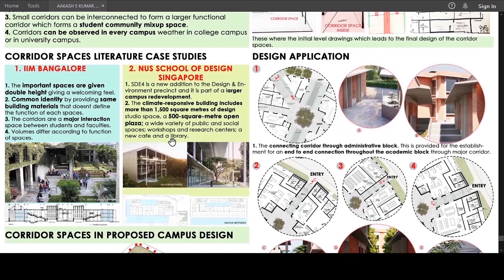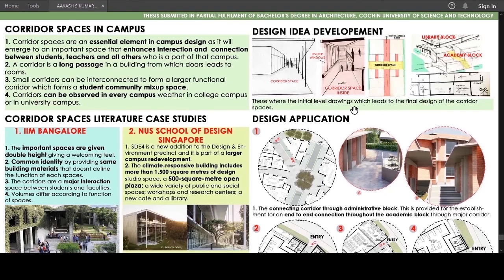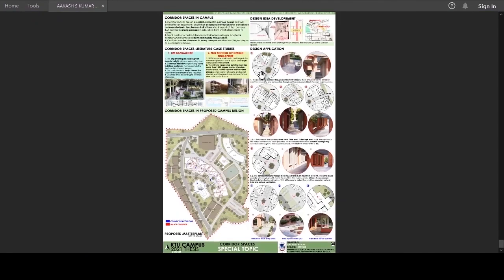From NUA School of Design, I infer that a wide variety of social workshop and other activities can be done in an open plaza. So I have provided a large open corridor plaza at the center of my campus. These were the initial level drawings which lead to the final design of the corridor spaces. These are the major corridor spaces I have provided in my design.